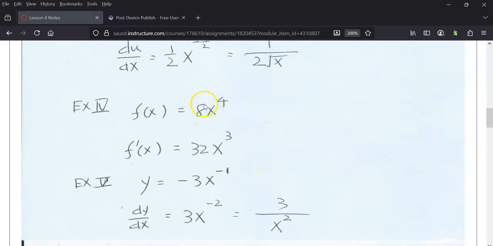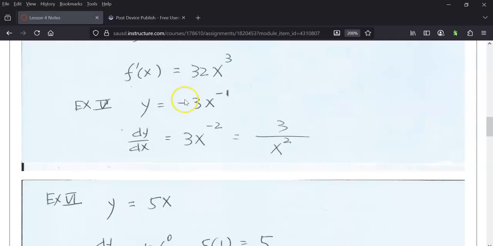Now if you have a leading coefficient other than 1, it's the same thing. So if f of x equals 8x to the fourth power, to take the derivative f prime of x, you simply do 4 times 8 is 32, x to the third power, using the power rule. Same idea here. If you have a negative 1 power, you get y equals negative 3 x to the negative 1 power. To take the derivative dy dx, applying the power rule, you take this power right here, negative 1 times negative 3, you have positive 3, and take negative 1 minus 1, so negative 2. So the final answer is 3 over x squared.